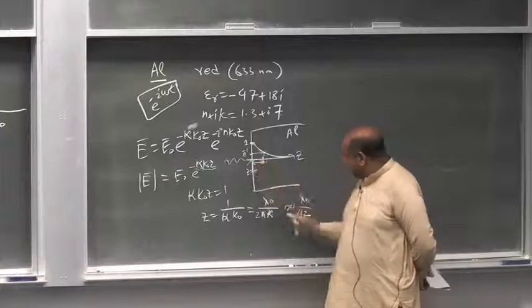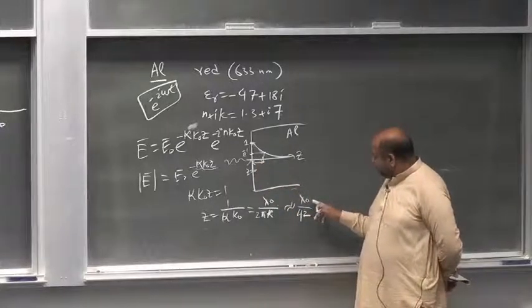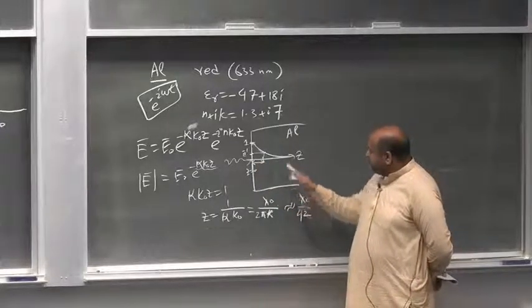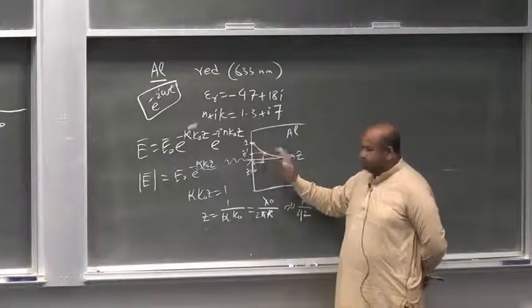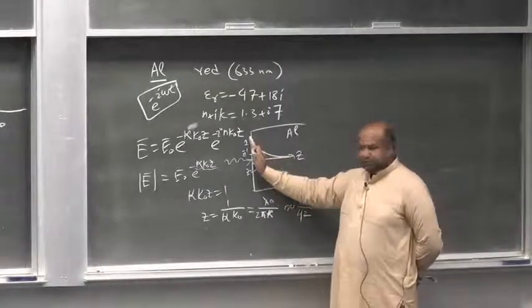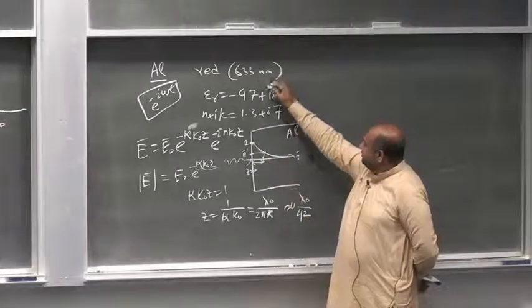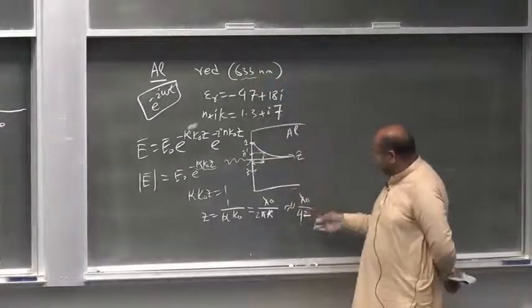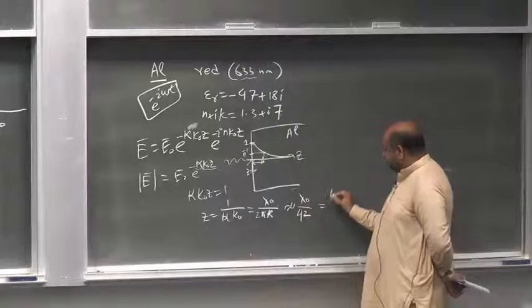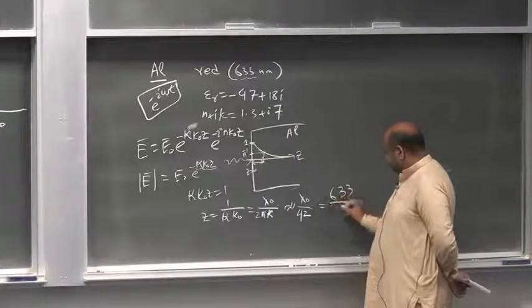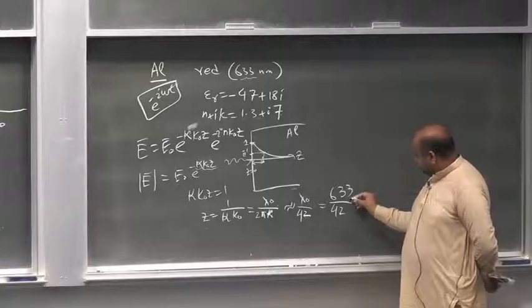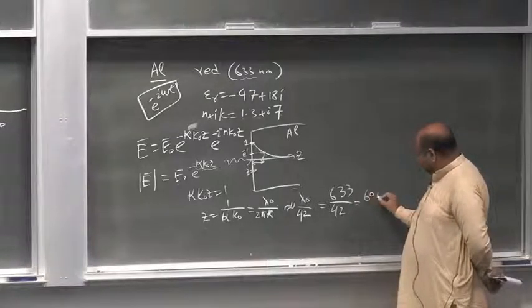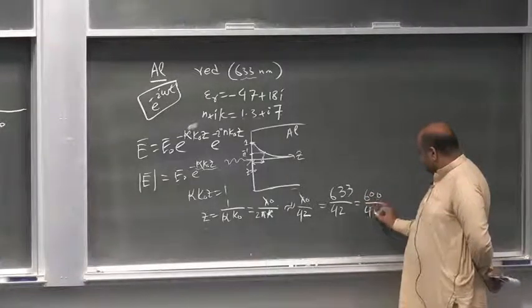So in about 1 over 40 times the wavelength, the light would have decayed to 66% of its value at this point. And at 633 nanometer, this comes out to be... so for simplicity, let's do it 600 and let's make it 40.